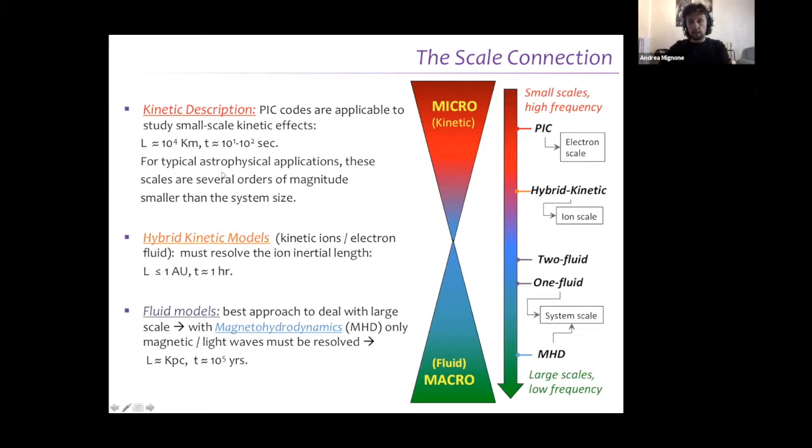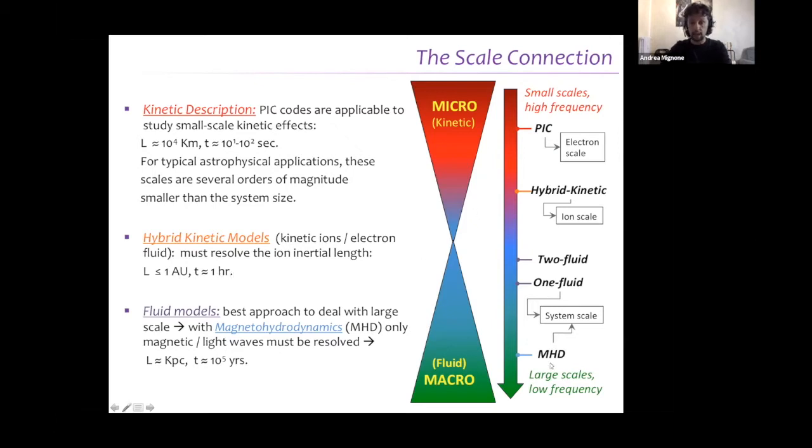However, you can then move down in this graph, down, so from PIC to hybrid and then to fluid. First, you encounter hybrid kinetic models, essentially, where you model the electrons as a fluid and the ions as particles, okay? So they must resolve the ion inertial length, but then you can move down to 1 astronomical unit and extending the time range to a few hours.